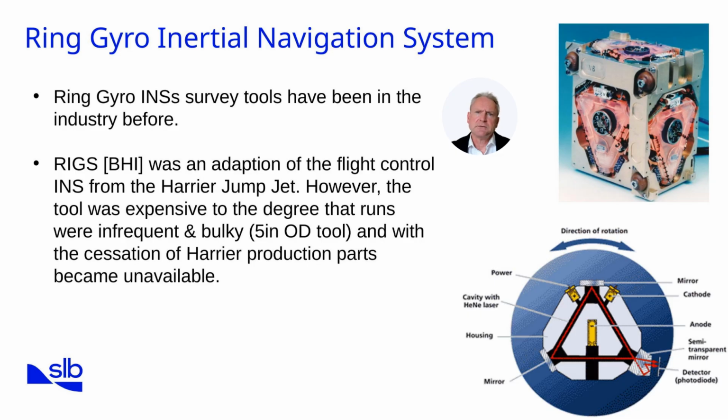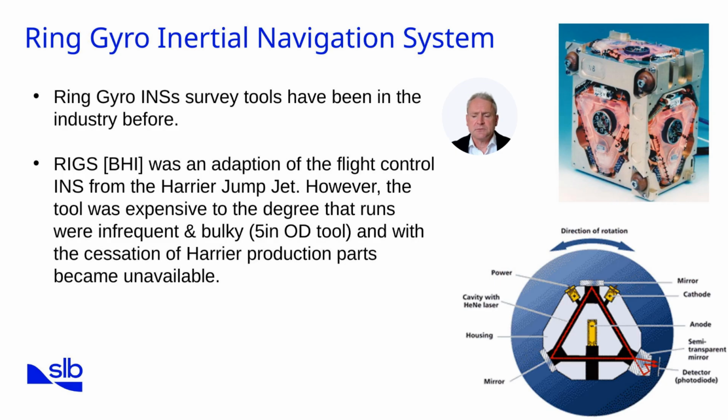Ring gyro inertial navigation systems bring aerospace technology into drilling. Tools like Baker Hughes's rig system were adapted from flight control gyros, which were initially used in the Harrier jump jet. These systems used laser or ring gyros to establish orientation, combining gyroscopes with accelerometers to provide continuous position tracking. The advantage of inertial navigation systems is unmatched accuracy and independence from both magnetics and external references. They can measure inclination, azimuth, and positional displacement with extreme precision, making them ideal for complex or extended reach wells.